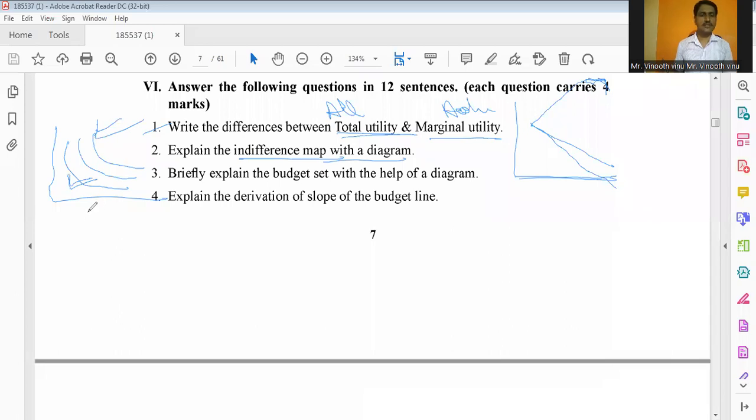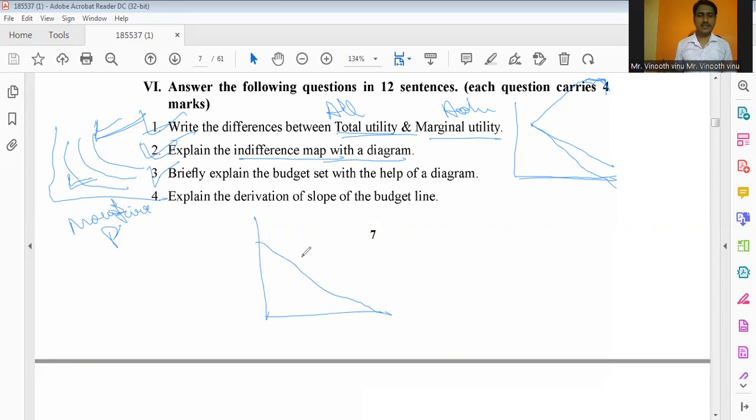Next, you have to write: a rational consumer always prefers higher indifference curve, which gives higher level of satisfaction. That is called monotonic preference. Very important, 4 marks. Next, explain the budget set with the help of diagram. This is also important.